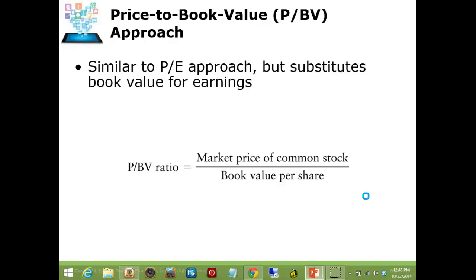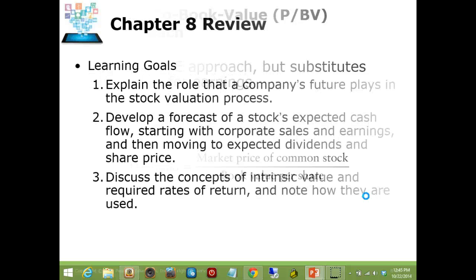We could also look at book value compared to stock price. It's just substituting book value. And again, if we have an industry average of what the price to book value ratio should be for the industry, and we have companies that deviate from the average, it will show either overvalued or undervalued. Typically, if this number gets smaller, then the company's undervalued because the book value is getting closer to the stock price.